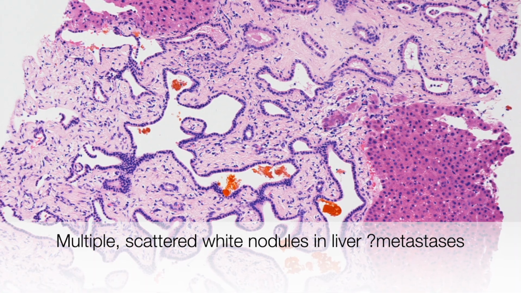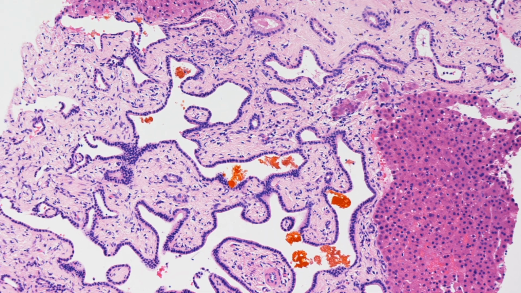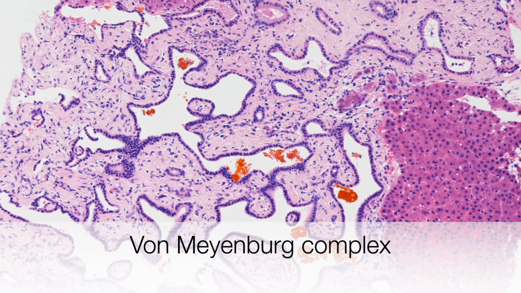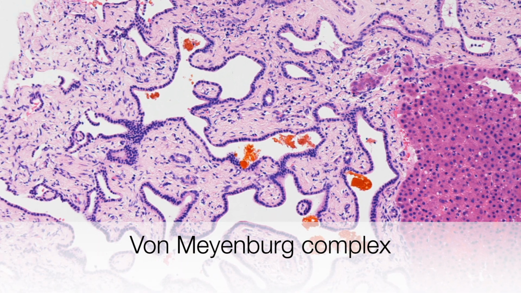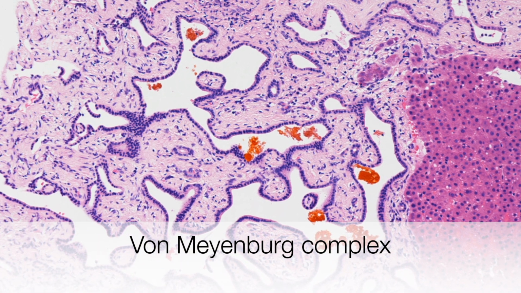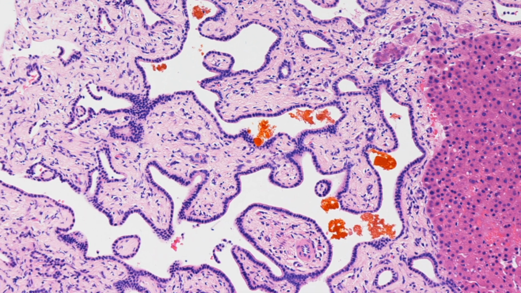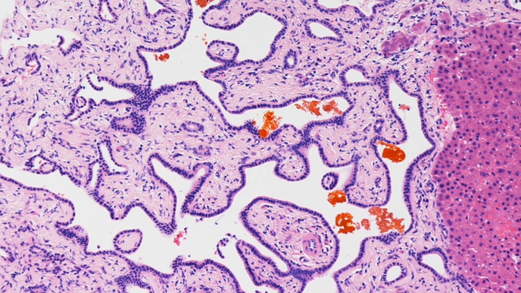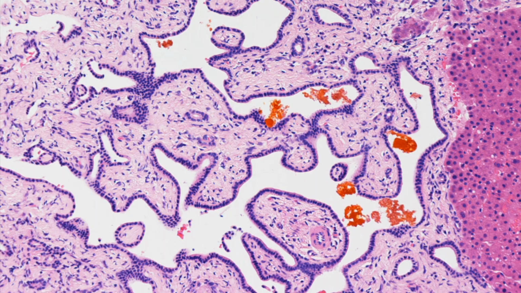The first case was a liver biopsy from a patient with multiple scattered, incidentally found white nodules in the liver, and this is a von Meyenburg complex. This is a biliary hamartoma, and the link to the video about von Meyenburg complex is above.